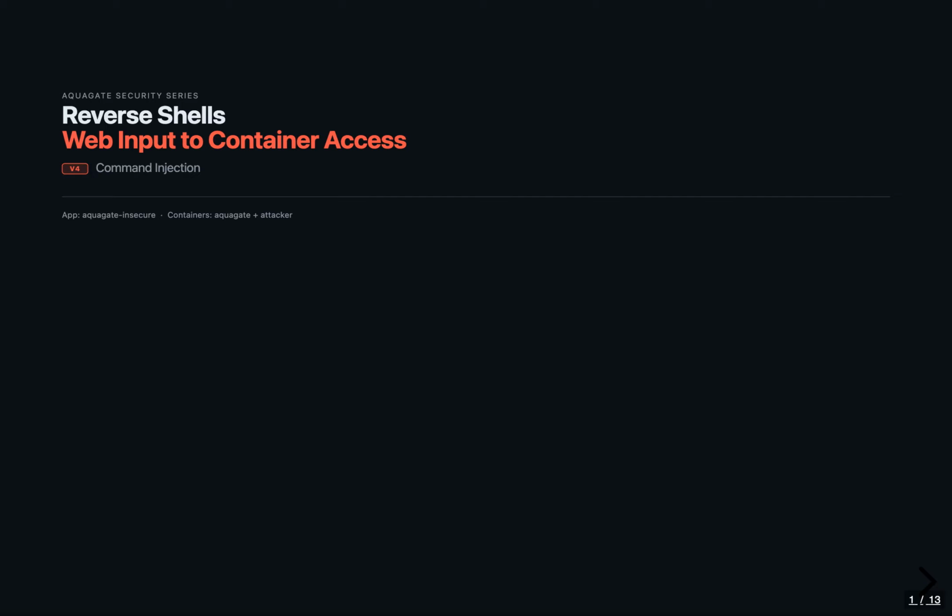Welcome to video 2 of the AquaGate security series. In video 1, we stole a session cookie using cross-site scripting. Now we're going deeper, from a URL parameter to an interactive shell inside the container. This is v4, command injection.